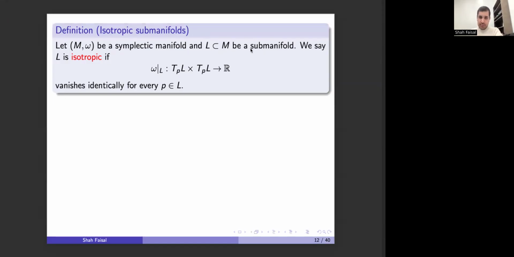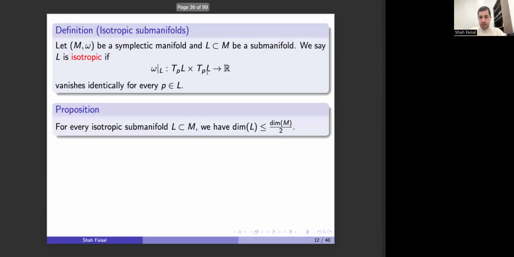Okay. So a submanifold L of a symplectic manifold M is isotropic if you restrict the symplectic form to the tangent space of the submanifold, then it identically vanishes for every point. There is some linear algebra. One can prove that every isotropic submanifold of a symplectic manifold has dimension at most half of the dimension of the manifold. And as I mentioned, symplectic manifolds have even dimension, so this is basically half of the dimension of the manifold.